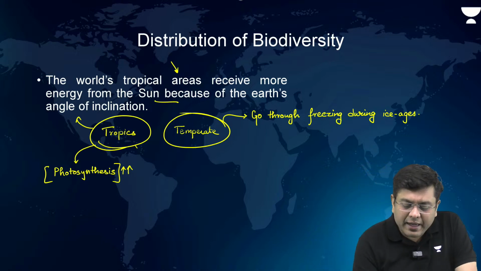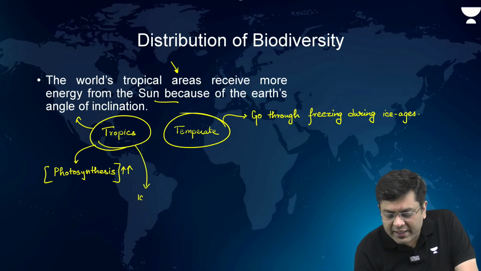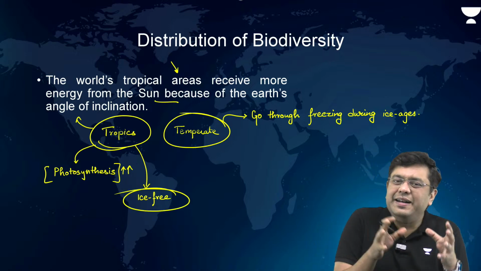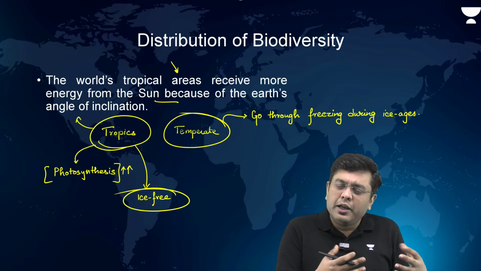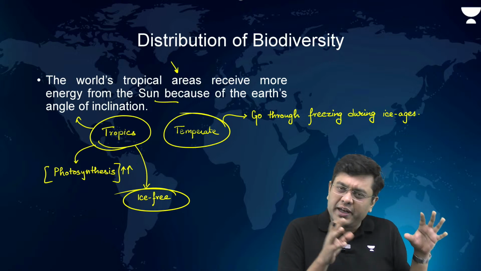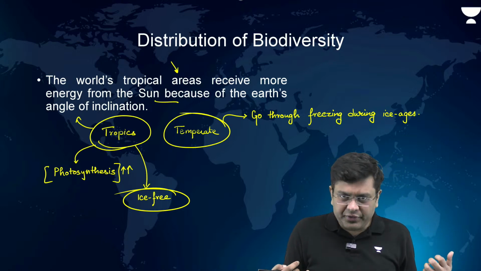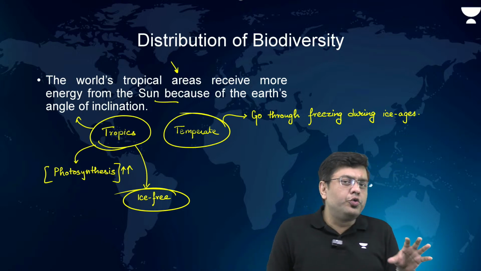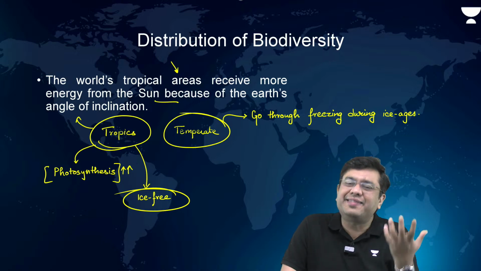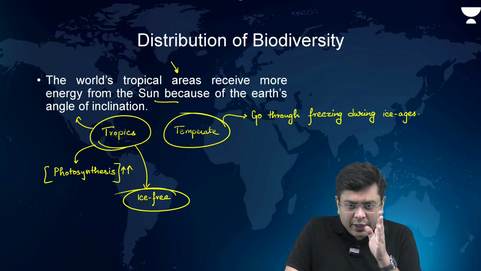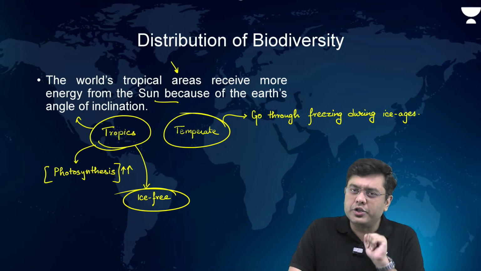But the tropics remain ice-free even during the ice age because of the greater amount of solar insolation. So you have constant conditions of temperature, constant conditions of solar insolation, due to which the species are able to diversify. Because of these two reasons, tropics will always have a greater amount of biodiversity. I hope this is understood.